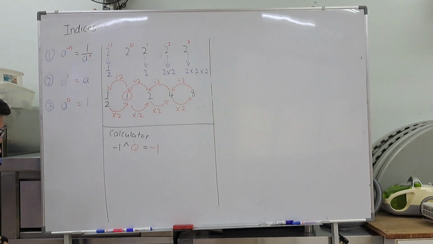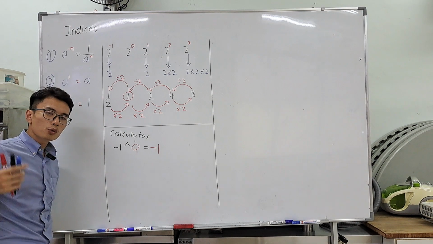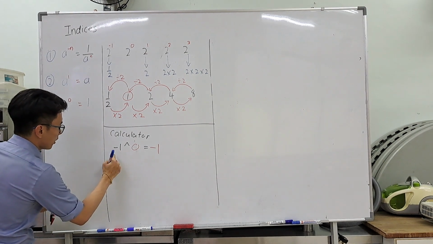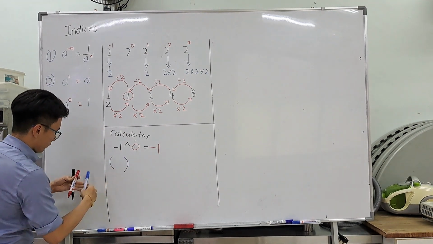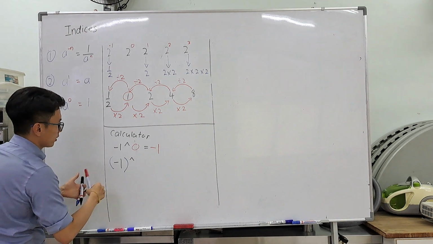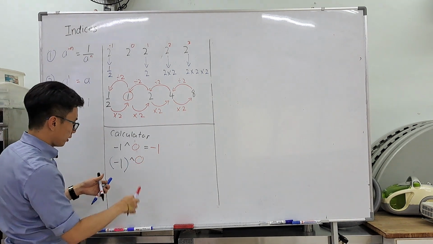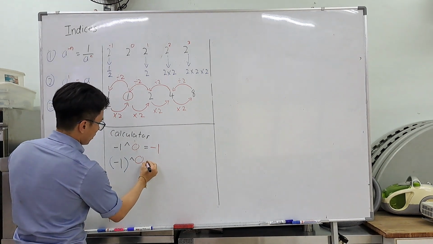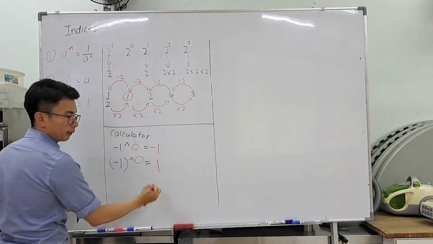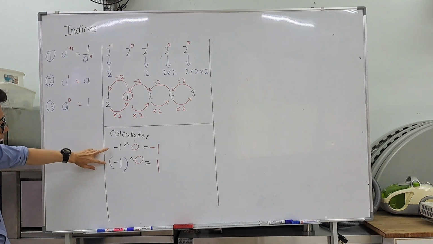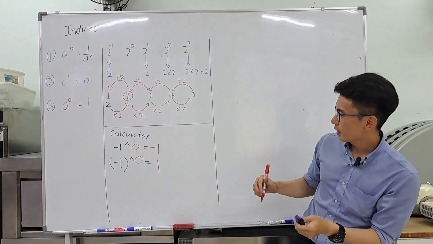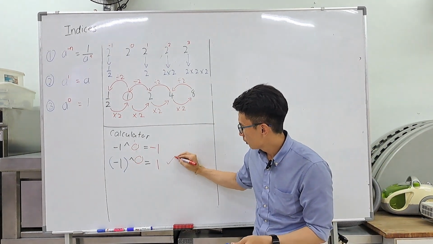Now, I want you to do the same thing again, but you add a bracket this time. So let's just say I put a bracket, and I put my negative 1 inside, and I'm going to power it with 0. Now check your calculator. What do you get this time? If you have punched in everything correctly, you should get 1, right? So take a look here. What is happening here? Now, which one is correct? It will be this one.